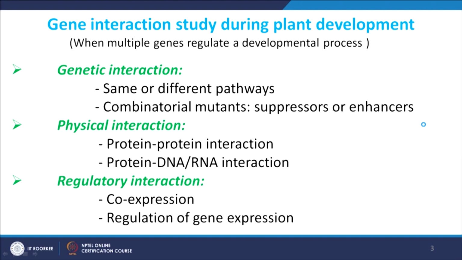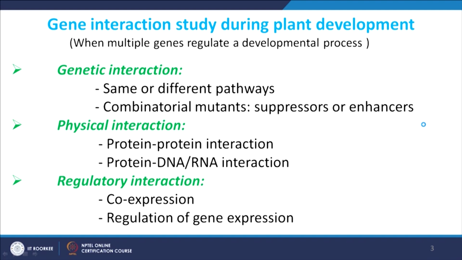The first thing is, let us assume you have two genes and you have loss of function mutants of both the genes, and you find the same phenotype in both the mutants. Then the question is, are both mutants in the same gene or in different genes? How to rule out this possibility? You can do this genetically, by studying the genetic interaction.